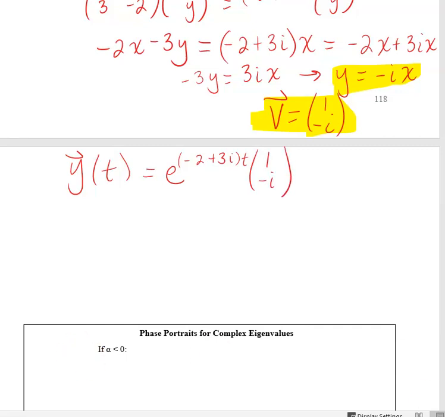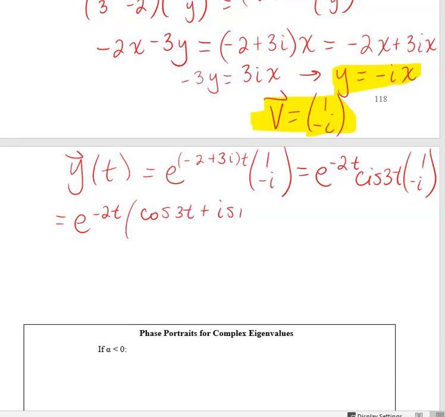Let's simplify that just a little bit. I'm going to use Euler's formula to write this. Remember, -2 is your alpha and 3 is your beta. So this could also be written as e to the -2t cis of 3t times the vector [1, -i]. Then I'm going to expand this cis 3t using cosine plus i sine theta. So this becomes e to the -2t times cosine of 3t plus i sine of 3t.